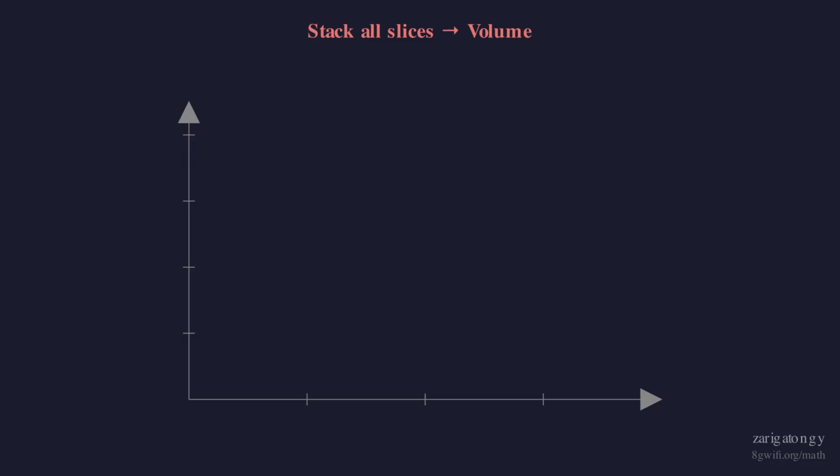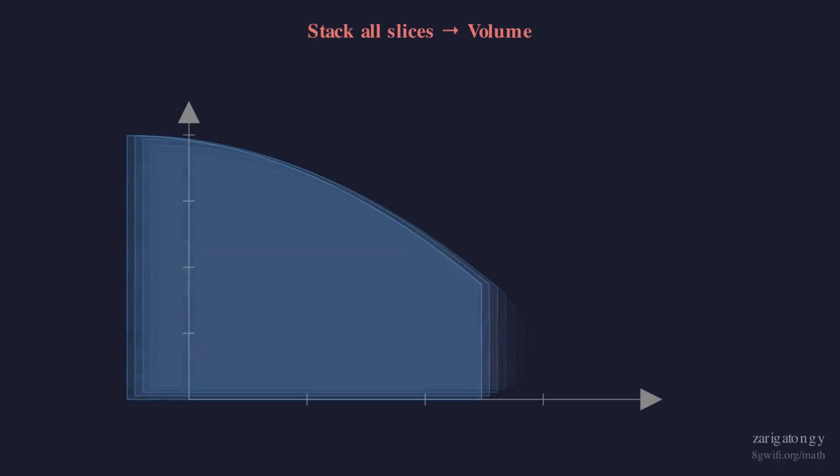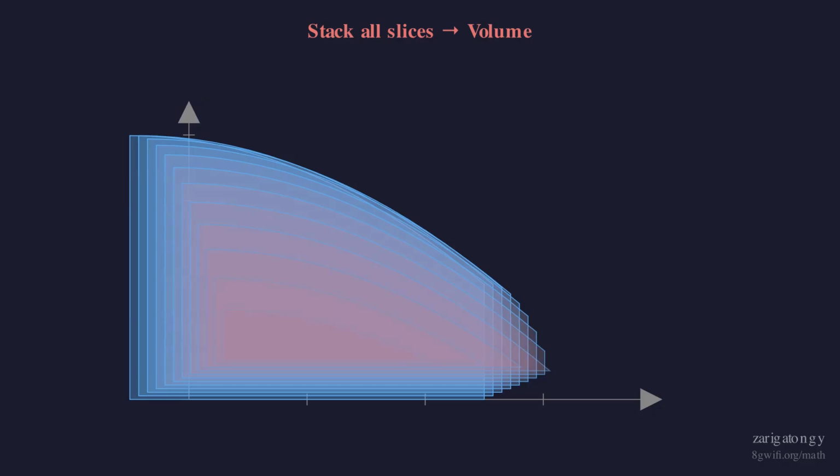Now stack all those cross-sections together. Each slice has area A of x. Integrate A of x over x, and you get the total volume. That's the iterated integral. The double integral in action.